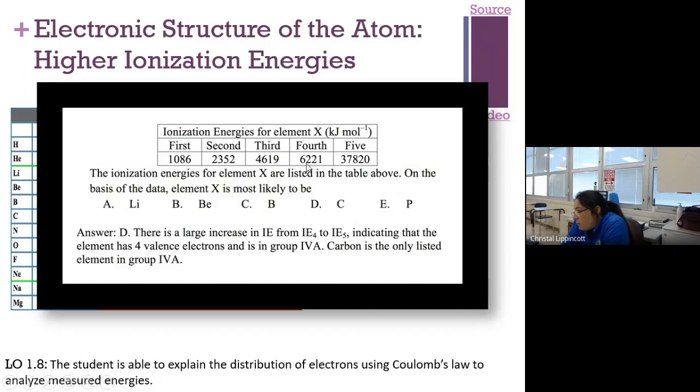Now, if your big jump would have occurred here, then it wouldn't have been carbon. It would have been this guy. If your big jump would have occurred between these two, then it would have been beryllium. If that big jump would have occurred between these two, then it would have been lithium. And if you would have had a sixth one here and the big jump would have occurred between those two, then that would have been phosphorus.